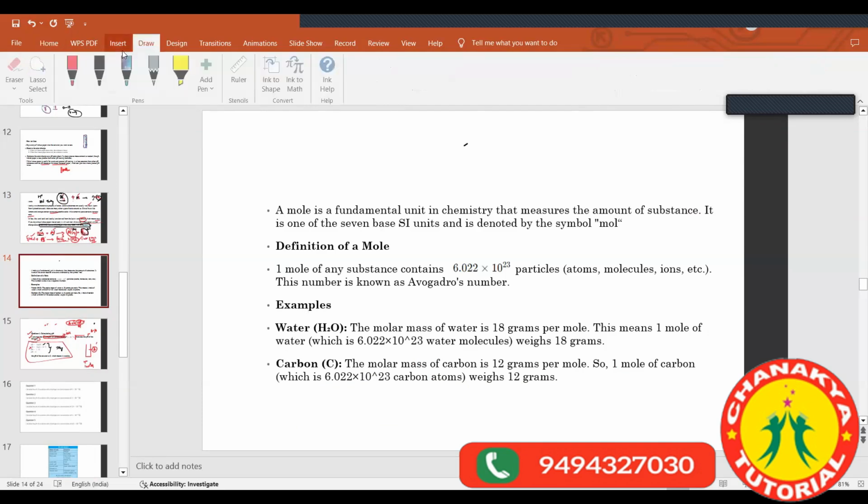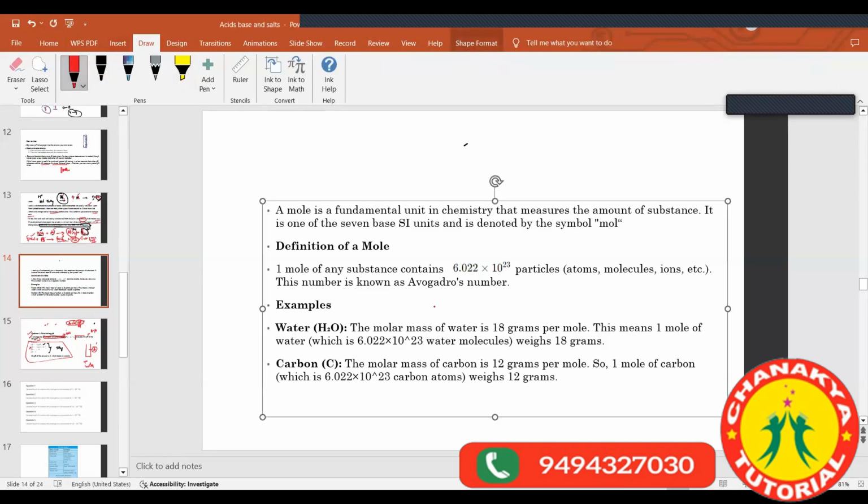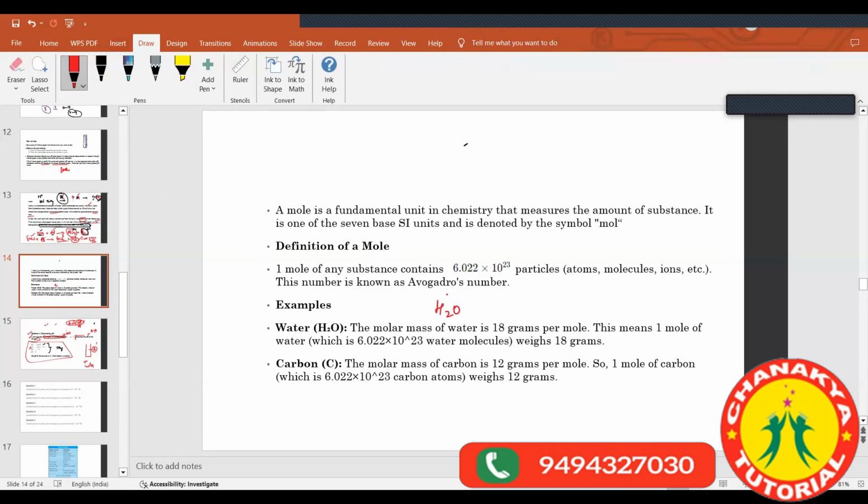So if you have a water molecule, one water molecule is H2O, and the molar mass of water is 18 grams per mole. I have a small doubt here. If I want to find the mass of one molecule of H2O, how can I find that? Ma'am, by multiplying by 18.